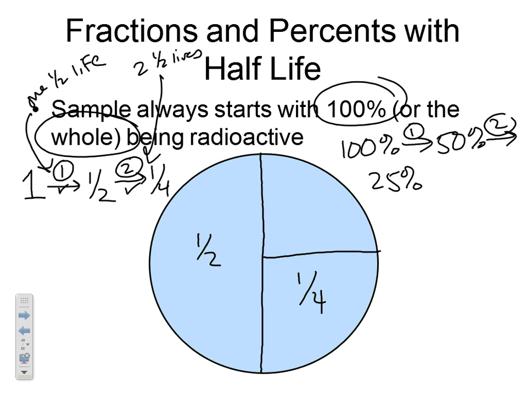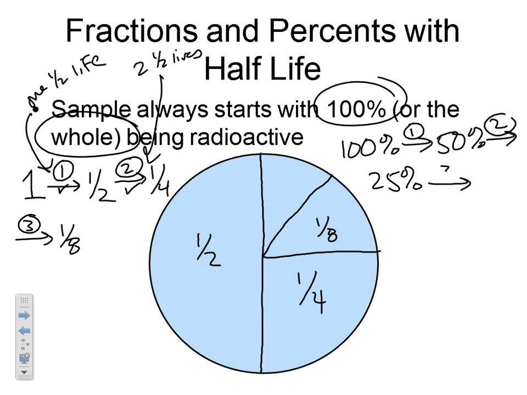So after 2 half-lives, you have 1/4 or 25% remaining. If we do this again, if we take half of the remaining, we're going to take the remaining bit, split that in half. So 1/4, after a total of 3 half-lives, that's going to become 1/8. So this is 1/8.